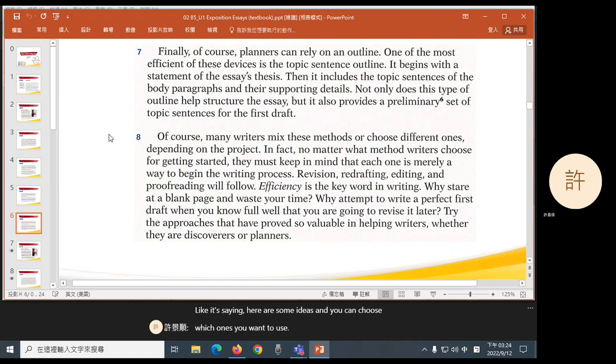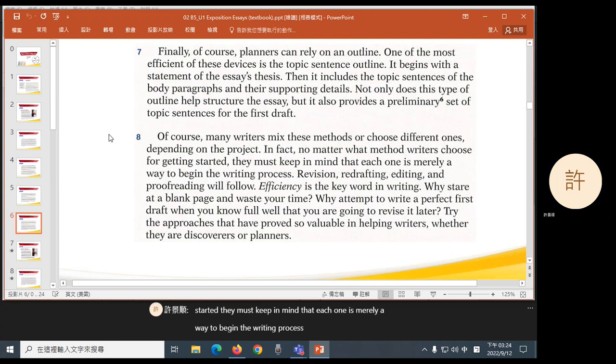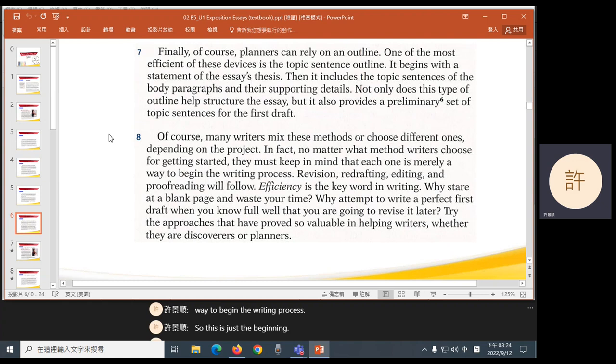In fact, no matter what method writers choose for getting started, they must keep in mind that each one is merely a way to begin the writing process. So this is just the beginning. Revision, redrafting, editing, and proofreading will follow. So after you begin writing, then you have to rewrite, you have to edit, you have to proofread, which means look for mistakes.